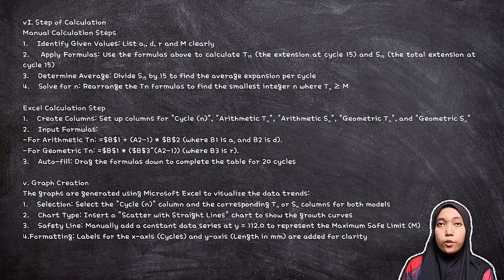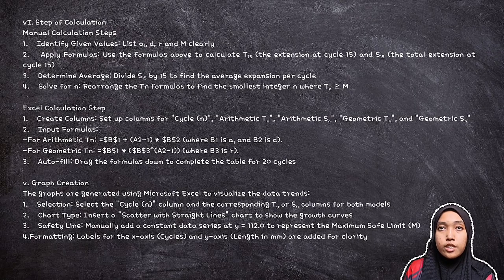For manual calculation, first we need to identify given values. List a1, d, r, and m clearly. Second, we need to apply the formula. Use the formula above to calculate T15, the extension at cycle 15, and S15, the total extension at cycle 15. Third, we need to determine the average. Divide S15 by 15 to find the average expansion per cycle. And lastly, solve for n. We arrange the Tn formula to find the smallest integer n, where Tn is greater than or equal to m.